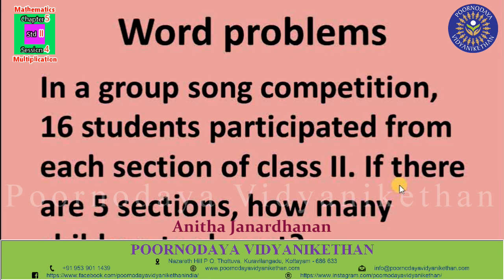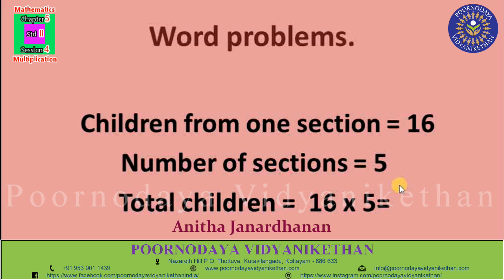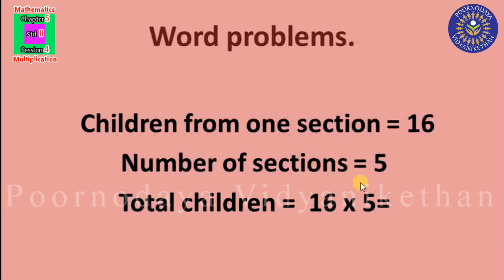Write the statement. See, children from one section, 16. Then next statement, number of sections, 5. Total children, how can you find? Multiply these two numbers. 16 into 5. For multiplying these two numbers, arrange these numbers in the vertical columns.